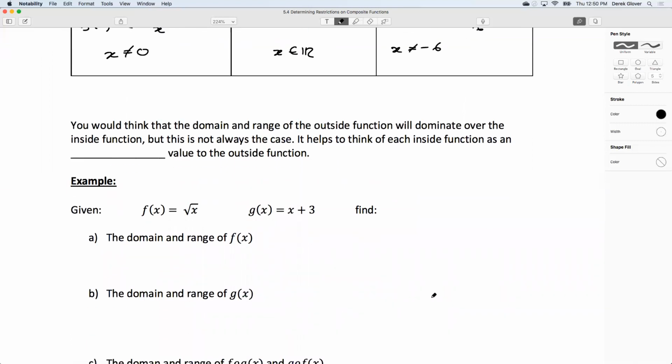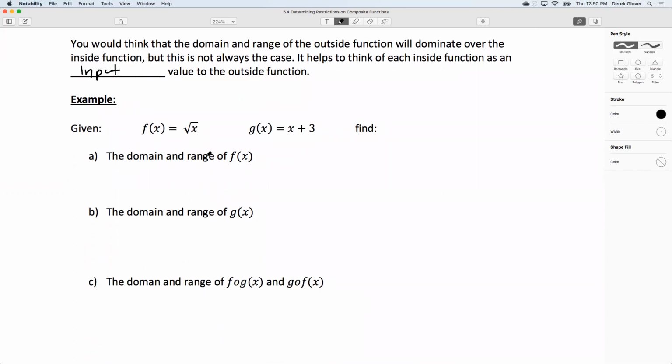So you would think that the domain and range of the outside function would dominate over the inside function, but this is not always the case. It helps to think of the inner function as an input value for the outside function, and I'll show you exactly what I mean for that.